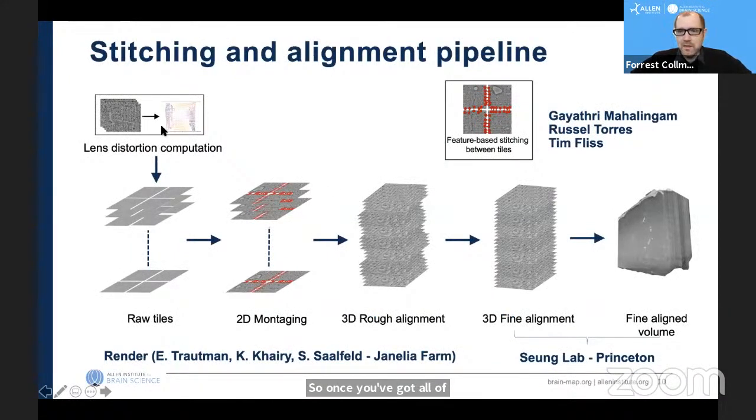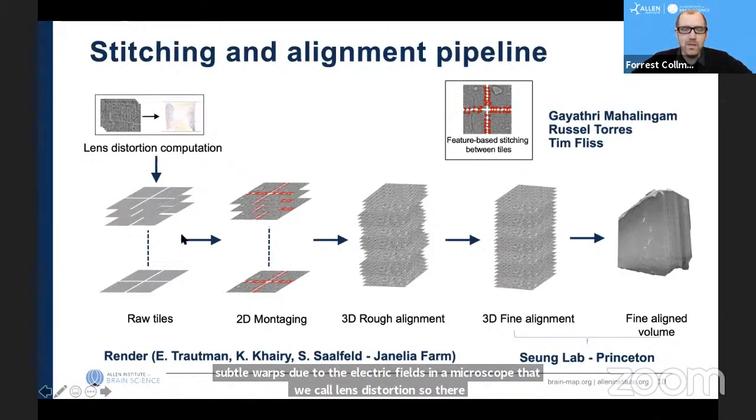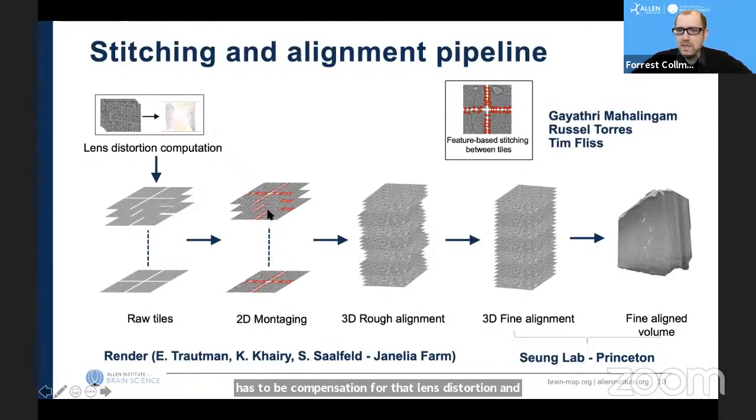So once you've got all of these EM images, each at high resolution, they have to be put back together again into a coherent volume through a series of image processing steps, which are outlined in this figure that Guthrie made, who is one of the scientists who works on our computational reconstruction pipeline. We have 2D images of tiles of EM. The electron microscope produces images which are extremely high resolution, but they have subtle warps due to the electric fields in the microscope that we call lens distortion. So there has to be compensation for that lens distortion, and then montaging the images in 2D to stitch them into a coherent 2D picture. And then each of the 2D pictures has to be lined up in 3D to form this 3D aligned volume.